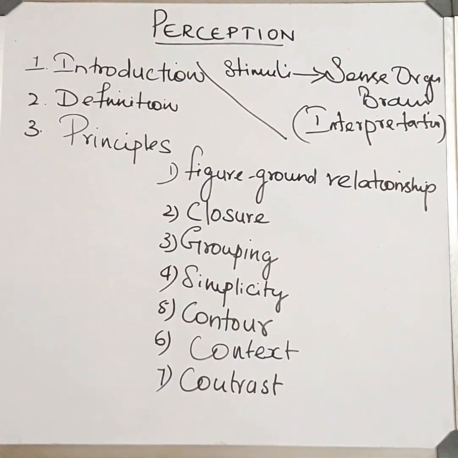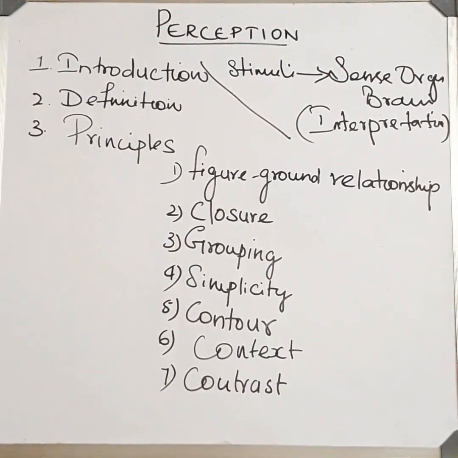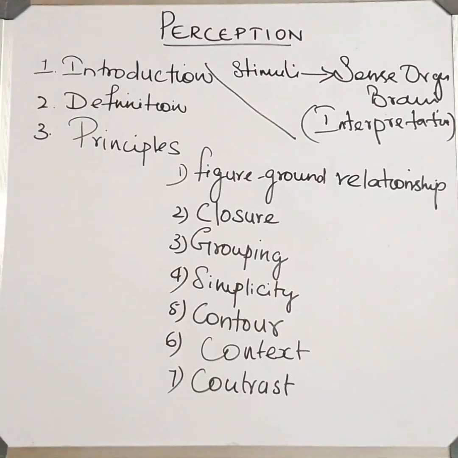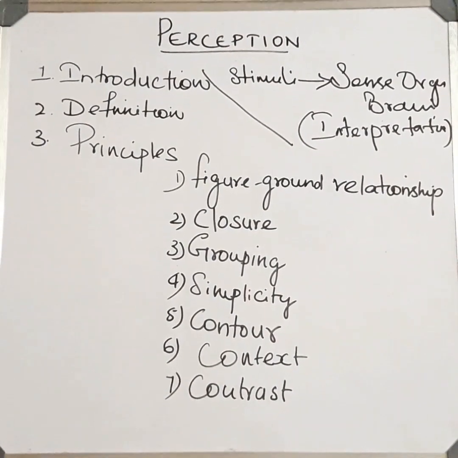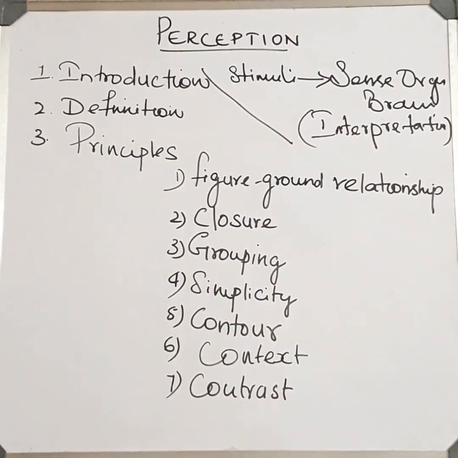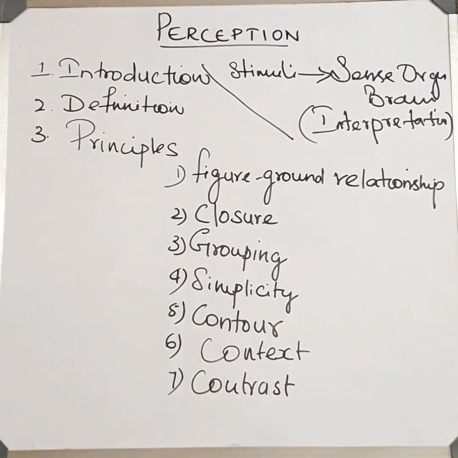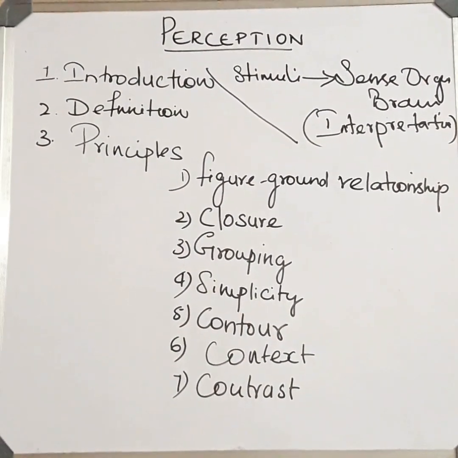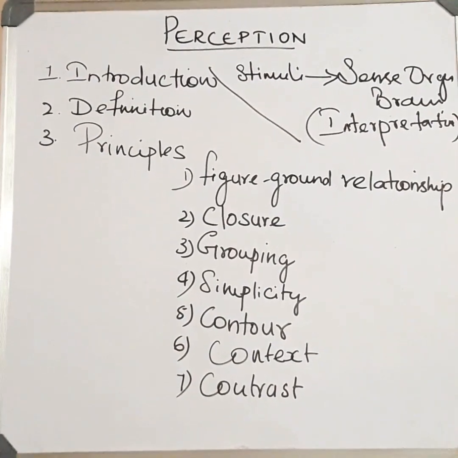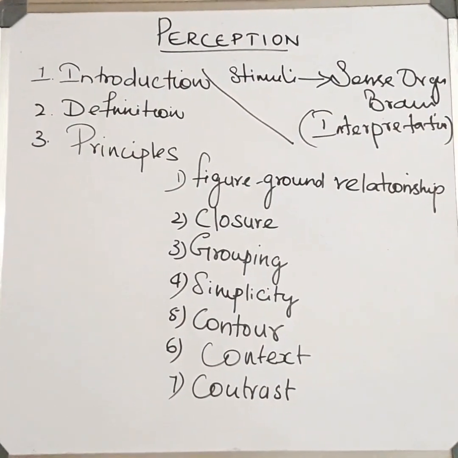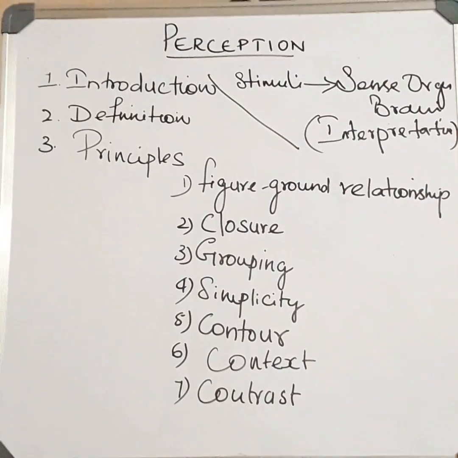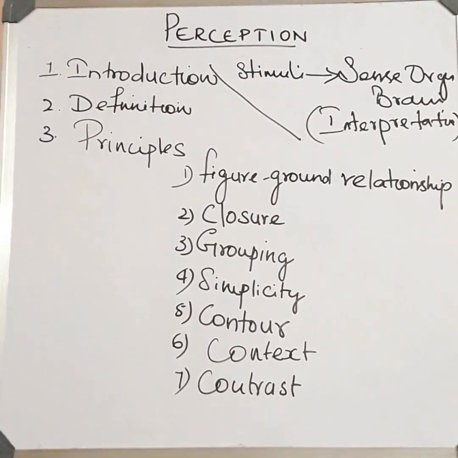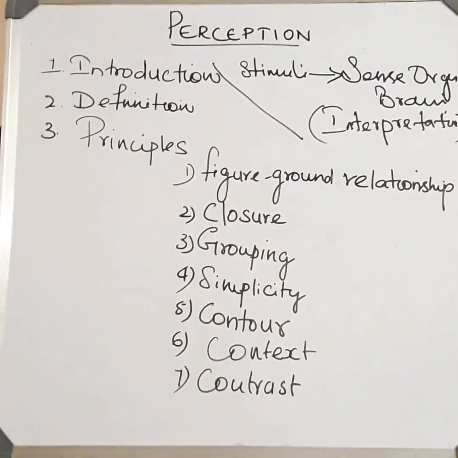The last one is principle of contrast. Sometimes the both circles will be in same size, shape, everything. But the surrounding circles may make the central circle seem larger than the central circle in B, even though the two are the same size.